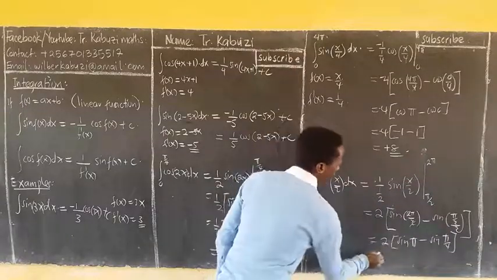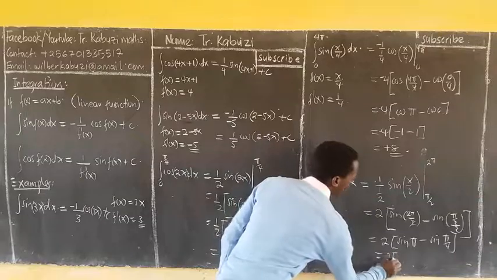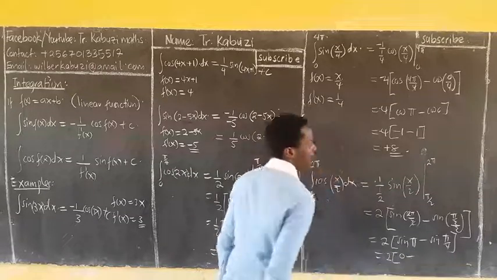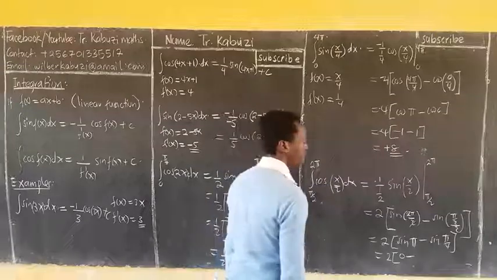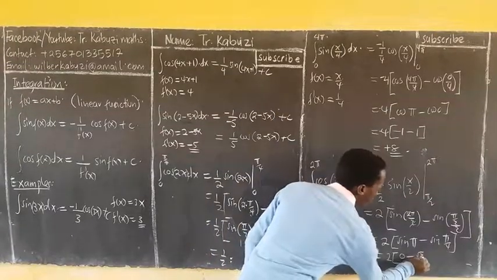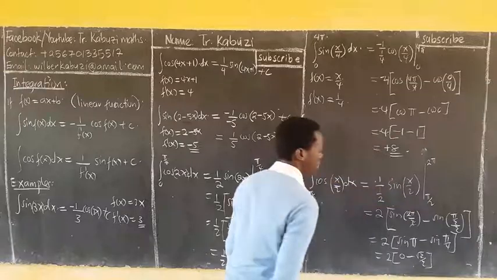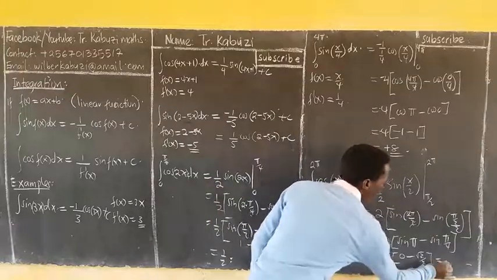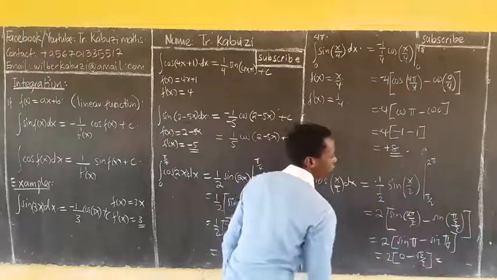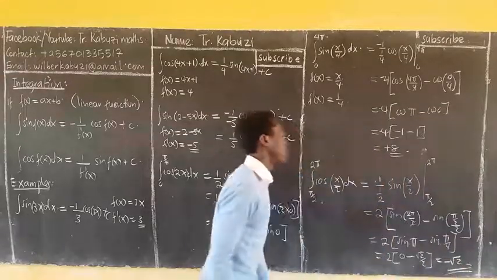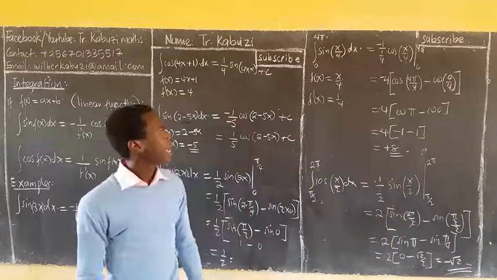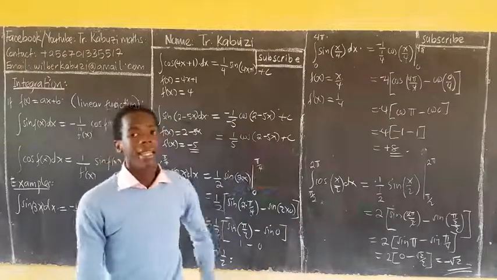Sine of pi is 0, then minus sine of pi over 4, that's 45 degrees. Sine of 45 is root 2 over 2; those are special angles. When I open the bracket, the 2 cancels, so we have negative root 2. And that's the answer. I wish you the best. That's how we integrate sine and cos.